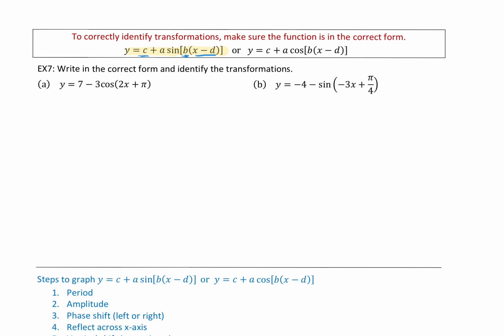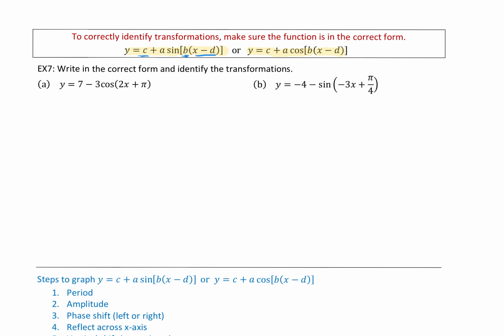Let's look at the cosine. So you want to get it in the form, same thing, y equal to some shift up or down. That would be your c value, plus or minus. A would be the amplitude. Cosine of b is going to be your period. Factor that out, and the x minus d would be your phase shift.